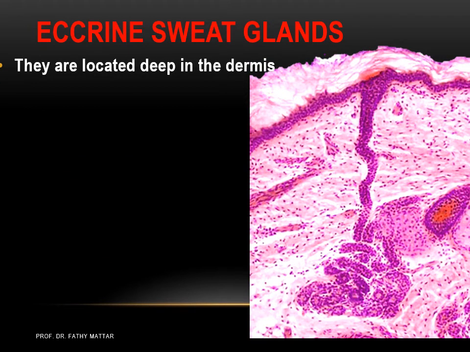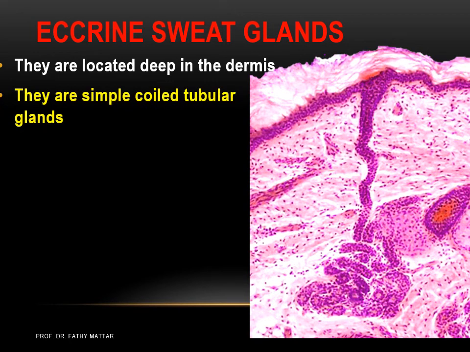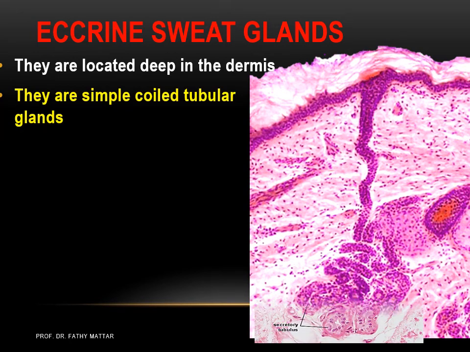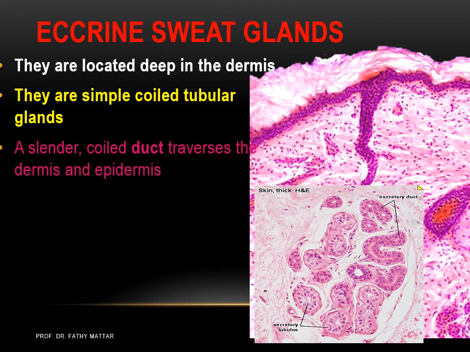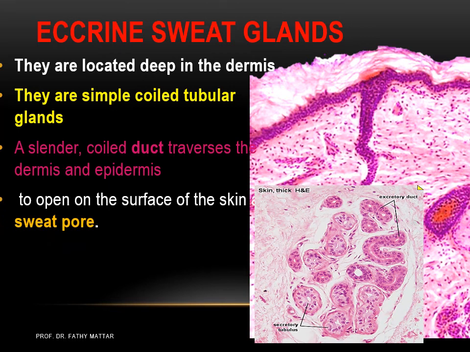Eccrine glands. They are located deep in the dermis, and they are simple coiled tubular glands. A coiled cylindrical duct traverses the dermis and the epidermis to open on the surface of the skin by a sweat pore.